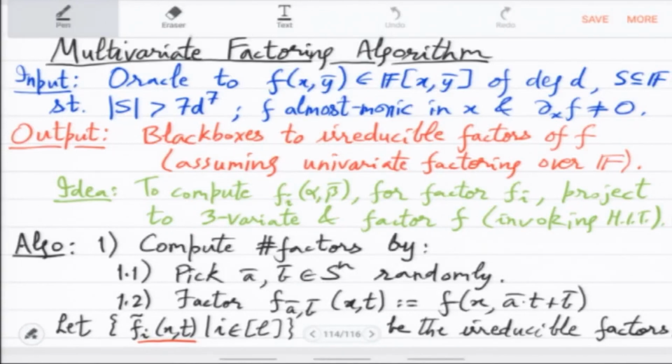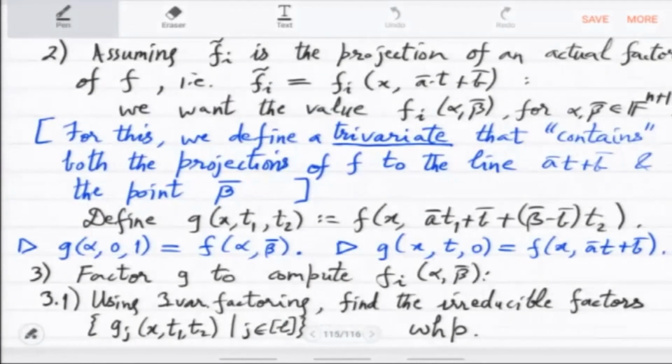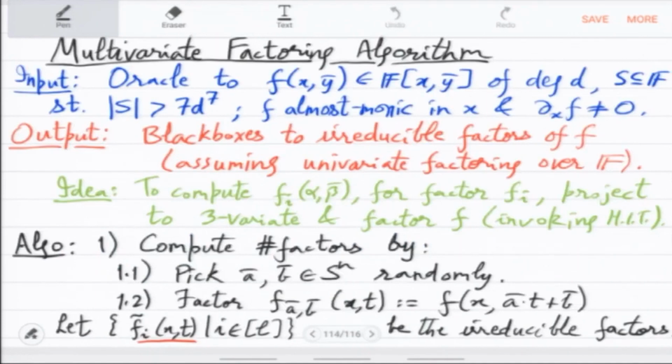You project down to bivariate, get the number of factors, then you project down to this trivariate, again factorize and set up the one-to-one correspondence with the previous set of irreducible factors, and then you get the value of each of the factors at alpha comma beta bar. Okay, so I hope it is clear.